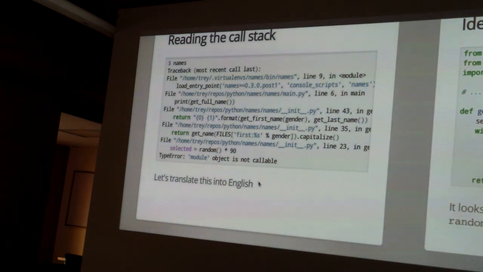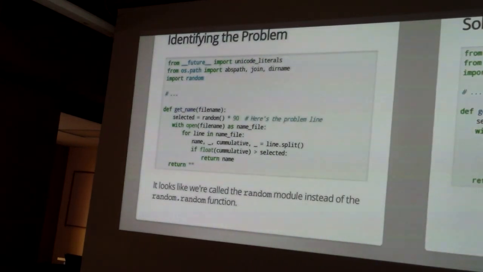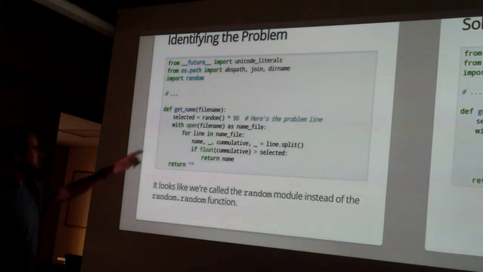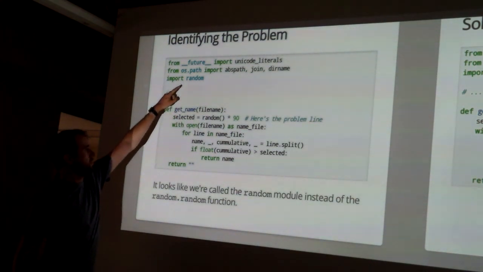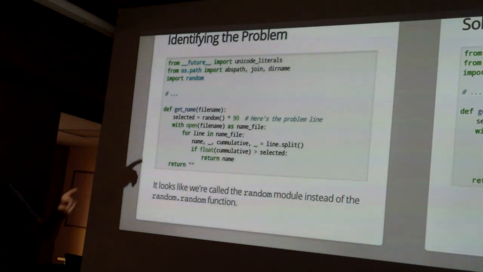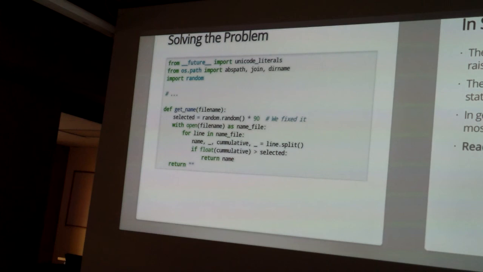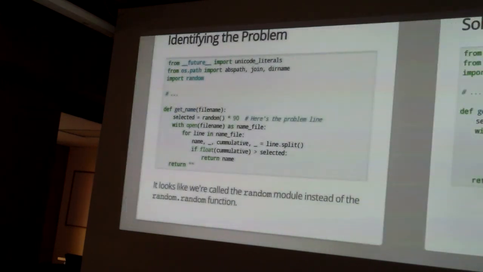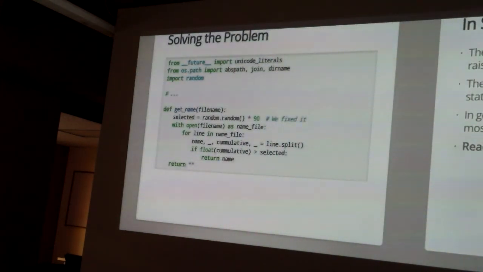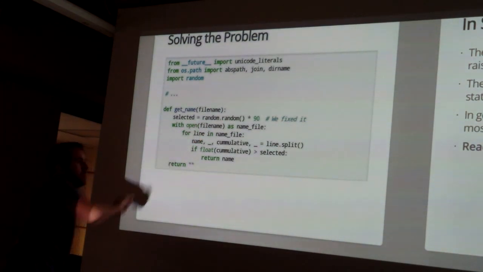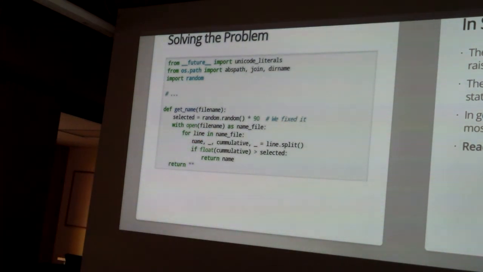So the second to last line looks like it might be where the problem is, because we are calling something here. Maybe this random thing is actually a module, not the function we thought it was. So let's try to identify the problem. It looks like we're calling the random module and not the random.random function that we expect to be calling from that module. All right, so to solve the problem, we replace random, as we saw before, with random.random. That's just that single change right here. So now our code should work.